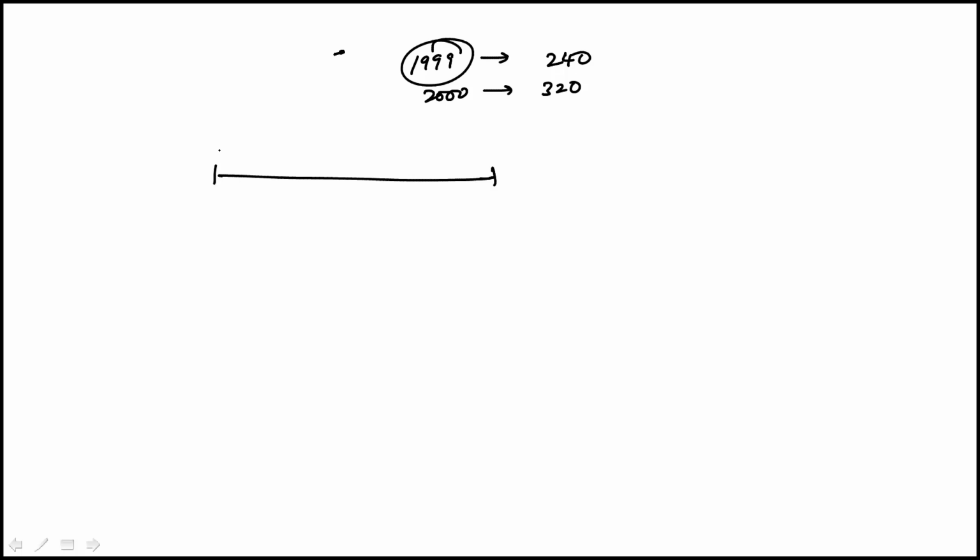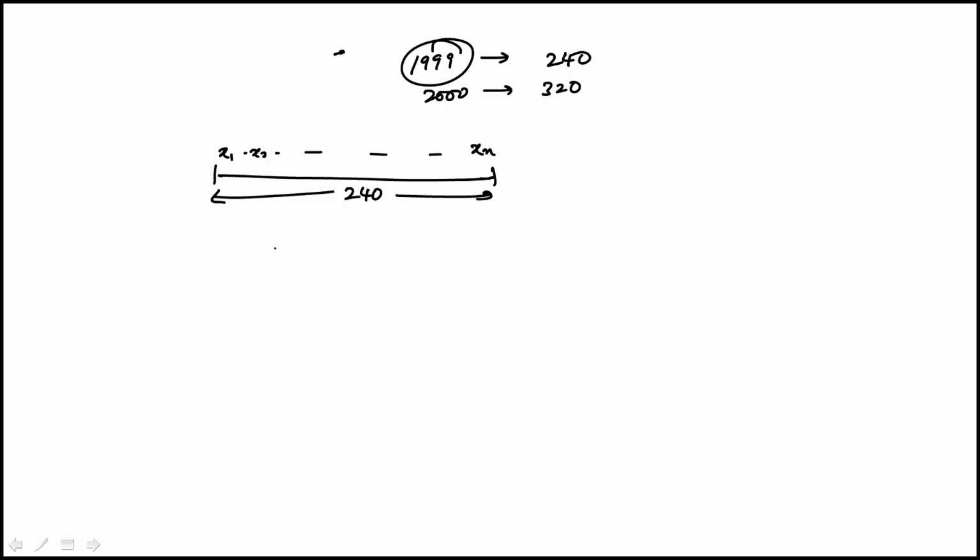So we're given the range for these two different years, and for 1999 it's 240, and 2000 it's 320. So I'm going to represent these graphically, and let's say this is data. 1999 is x1, x2, up to xn, and that distance is 240 between the least and the greatest.